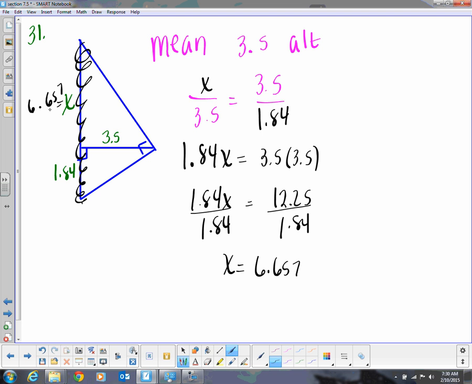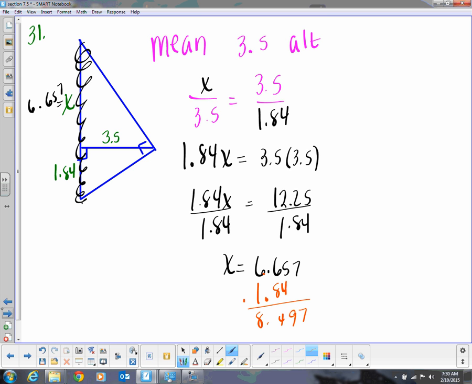Now this rock figure is this whole length. So the figure is not 6.657 meters tall. It's not 1.84 meters tall. What do you do to get its height? Add them. So you're going to take 6.657 plus 1.84. So that's going to be 8.497. And meters is like 3 feet, and that's something that she wouldn't have been able to literally measure from height.